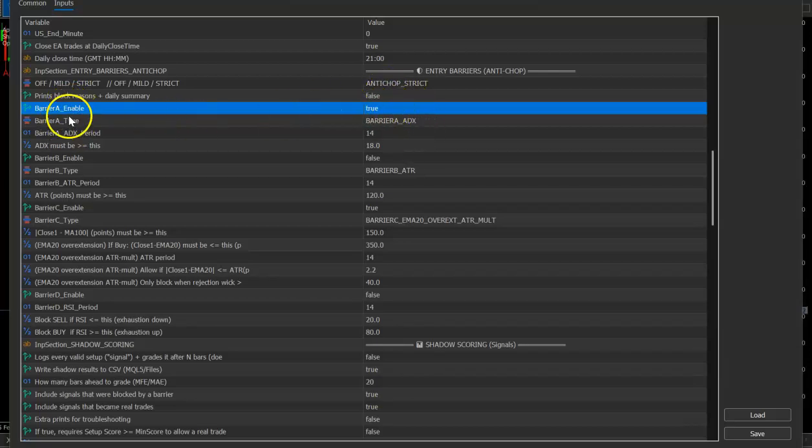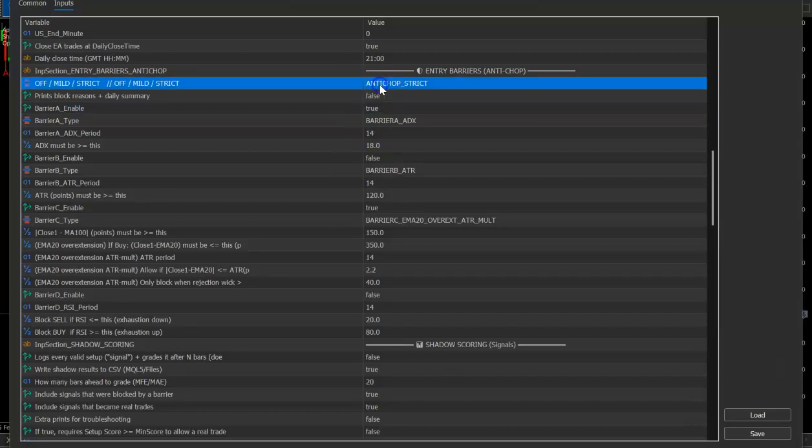So barrier A, barrier B uses ADX, which is a trend indicator, and ATR, average true range, of the previous bars. And so these, when you have strict and mild, these have ATR and ADX settings preset. So you don't need to set them yourself. Just select mild or strict.